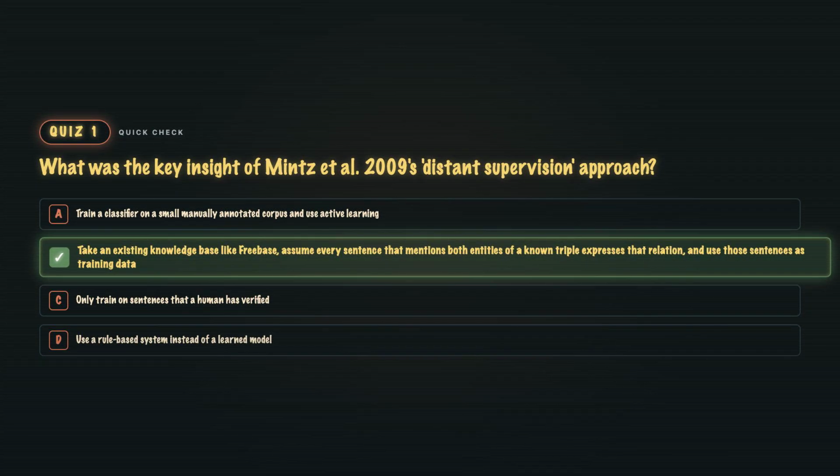B. Leverage an existing KB to generate free noisy training labels at web scale. Some sentences that mention Obama and Hawaii won't actually express born in, but at scale the signal beats the noise. Google's Knowledge Graph and every 2010s ontology tool ran on some variant of this.